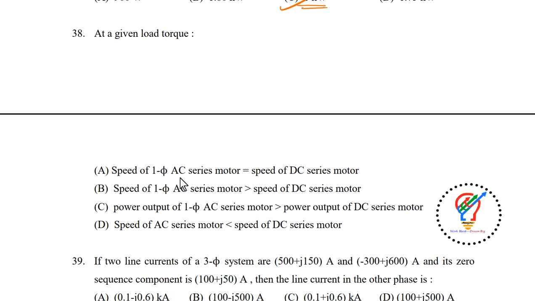The options are: speed of single phase AC series motor is equal to speed of DC series motor; speed of single phase AC series motor is greater than speed of DC series motor; power output of single phase AC series motor is greater than the power output of DC series motor; speed of AC series motor is less than that of DC series motor. At a given load torque, a single phase series motor is a universal machine like a DC series motor; it can be operated on both AC as well as DC. But when operating on AC, the speed of the AC series motor is lesser than that of the DC series motor. So the DC series motor will run at a much higher speed.